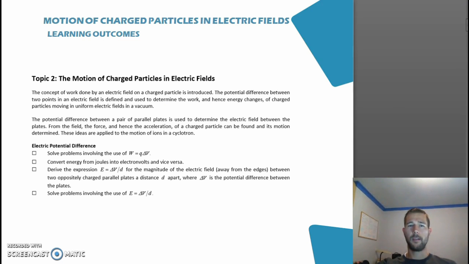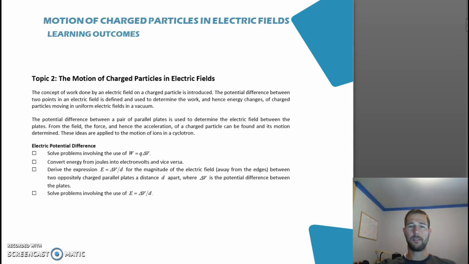In this topic, we're going to introduce the concept of work done by an electric field on a charged particle. We're going to define the term potential difference and talk about charged particles moving in electric fields. In this first video, we're going to talk about the electric potential difference.